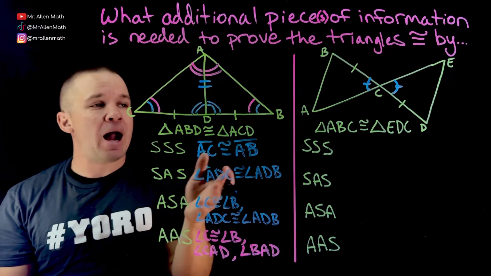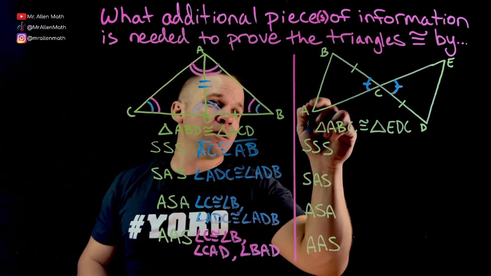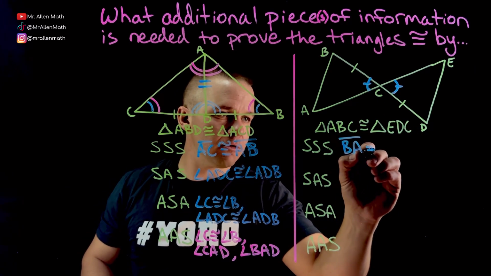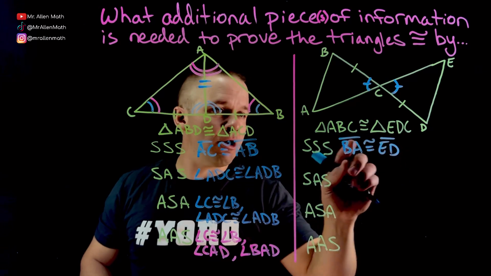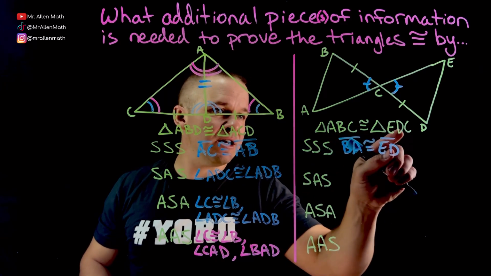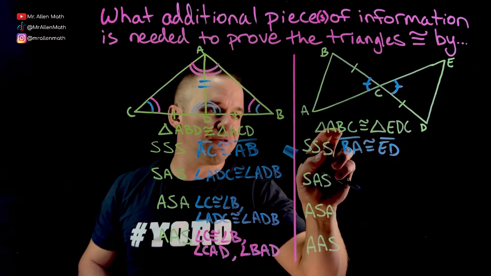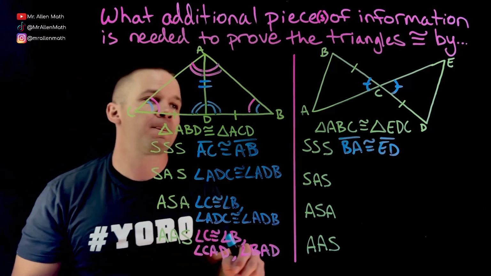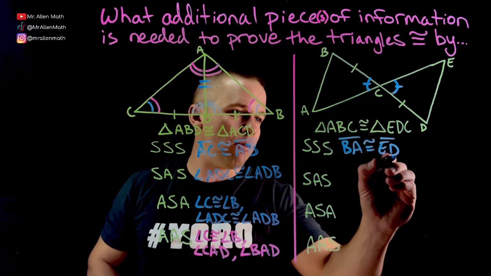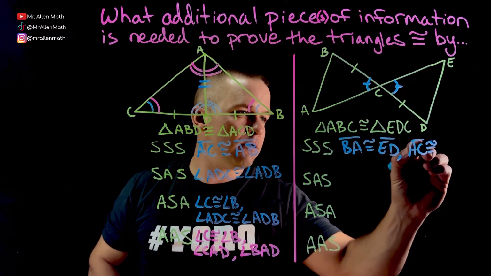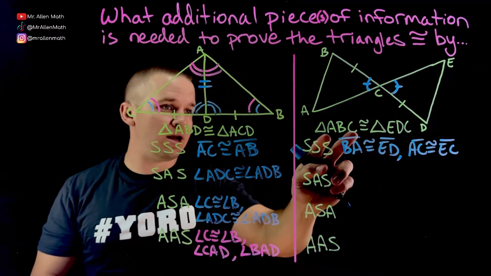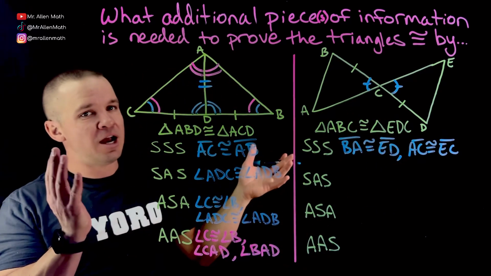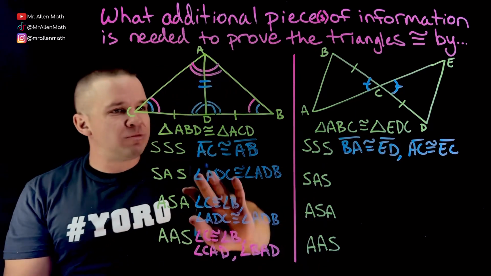For side, side, side, I'm not going to use those angles. But I will need BA and ED to be congruent. So let's say that BA is congruent to ED. And note how BA or AB and then ED, they're in the same two spots. The first two and the first two in my congruent statement. Those are going to be corresponding sides, so they have to be congruent. And then I also have AC and EC. So we'll write that as well. AC congruent to EC. And once again, AC is on the outside and EC is on the outside. Yay. Lovely. That takes care of side, side, side.